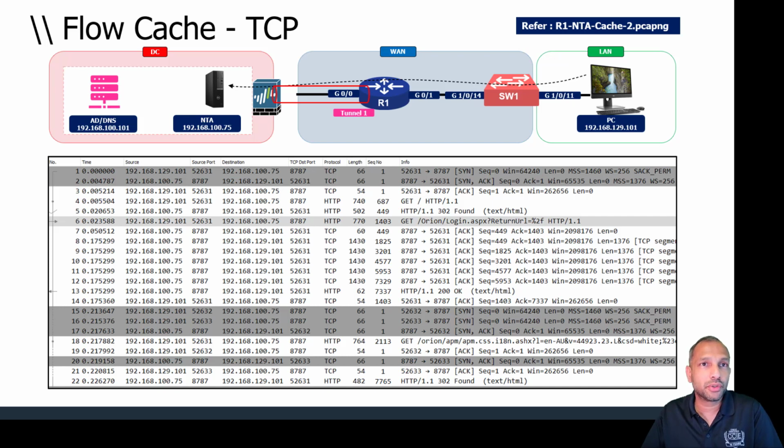If you are interested, you can go into this packet capture and find out what username and password I used. I will leave that up to you, because we are focusing on the flow cache, so I'm not going through every individual packet detail, but you get the idea. So the TCP traffic is here.